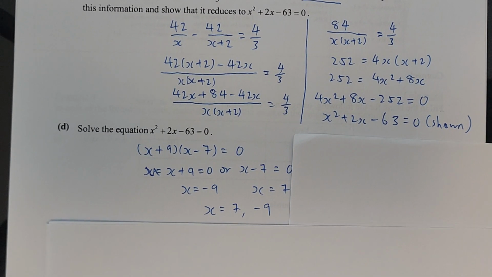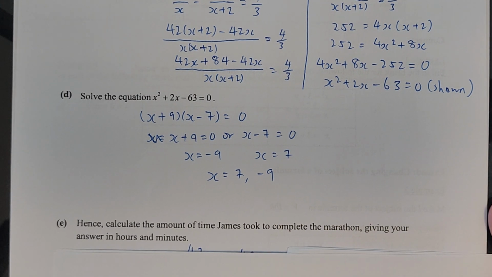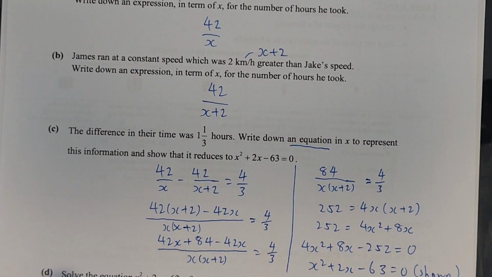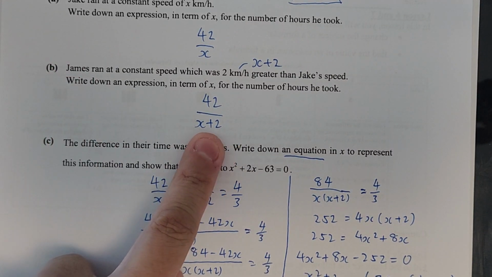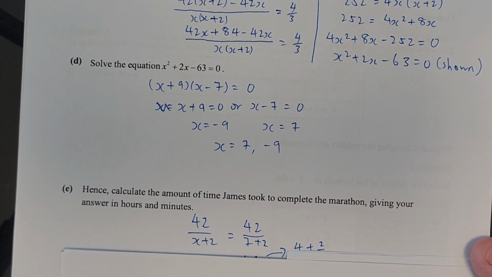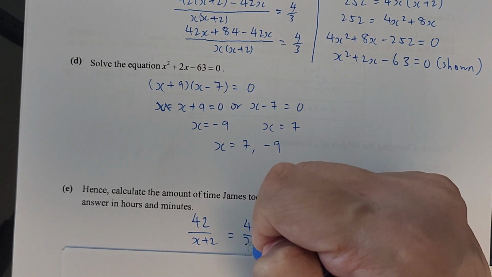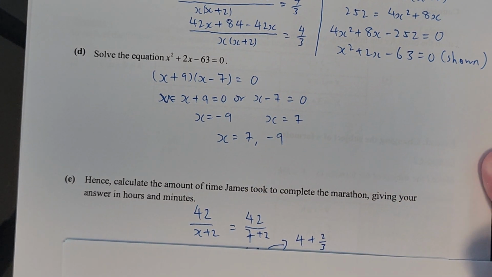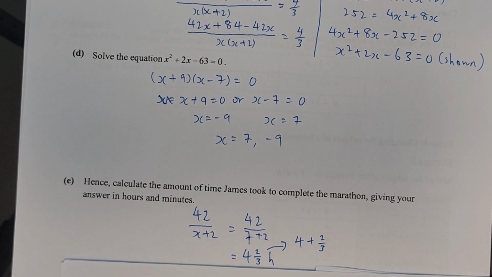Lastly, usually they will ask for an application of the question. Calculate the amount of time James took to complete the marathon. James, if you go back, is under part B, not A. So you must see James or Jake. James is 42 over x plus 2. I substitute x equals 7 inside here. It cannot be negative 9, because speed cannot be negative. Then I press the calculator.